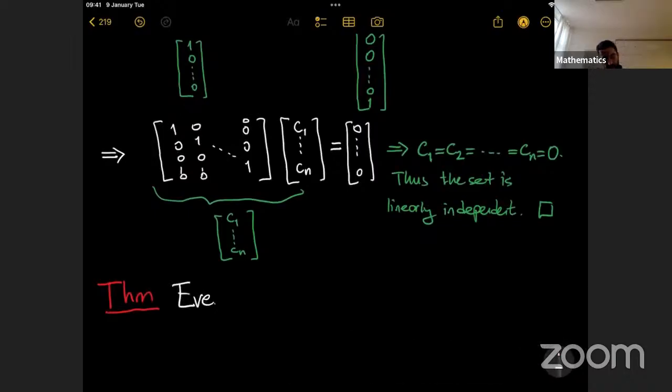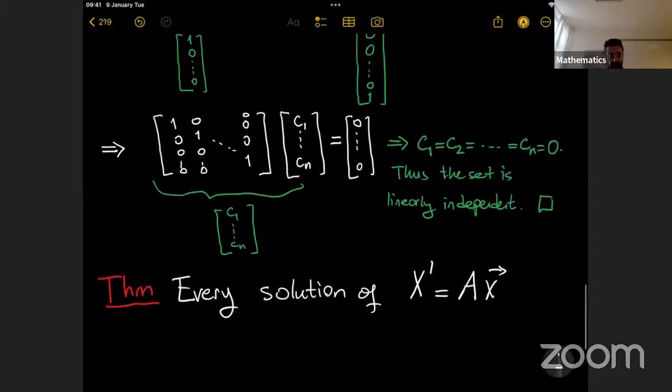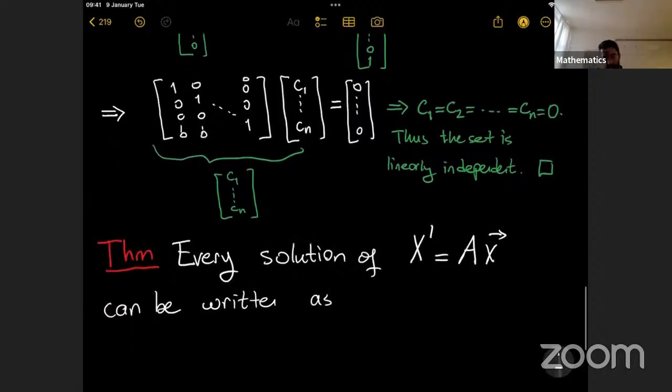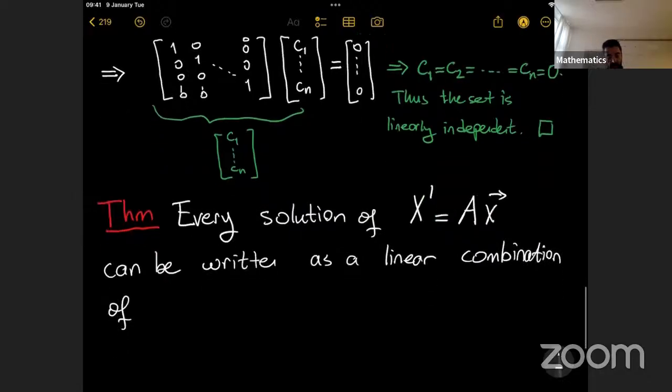Every solution of this system, x prime equals Ax, can be written as a linear combination of x1, up to xn.